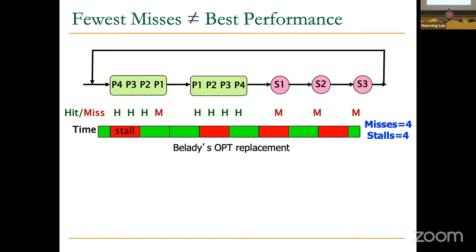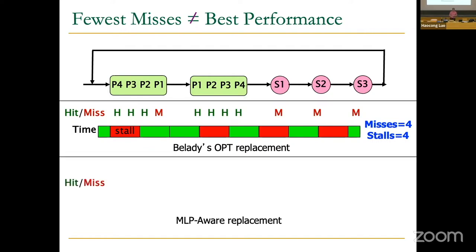Okay, so this is optimal. Optimal for minimizing miss rate. Let's take a look at what a cost-aware or memory-level parallelism-aware replacement policy would do in this case. Basically, the purpose of this replacement policy is to keep these S1, S2, and S3 in the cache as much as possible, right? Because they're much more costly. We would like to eliminate the misses caused by them. We don't care as much about these because they're not very costly, as we have discussed earlier, right? That's the theory.